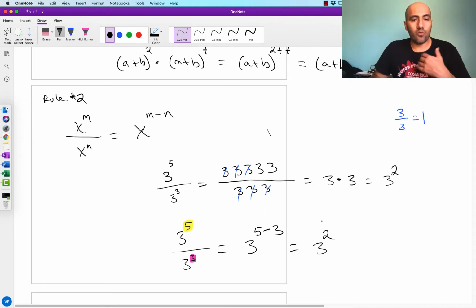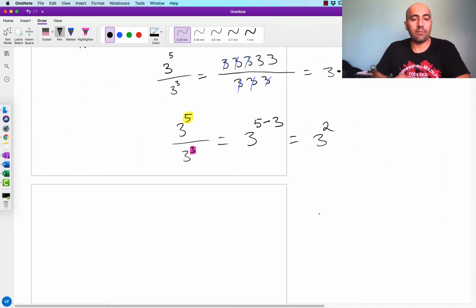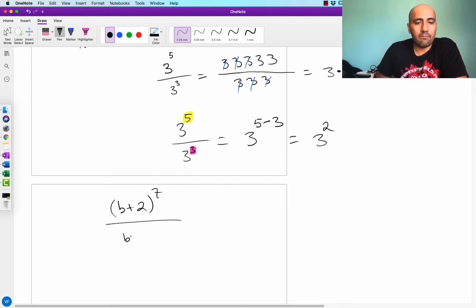Okay, so we want to rely on this formula, rely on this shortcut, even if things get a little bit more complicated. We could have something like (b plus 2) to the power of 7 divided by (b plus 2) to the power of 4.